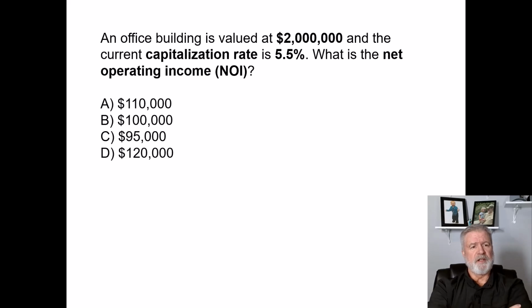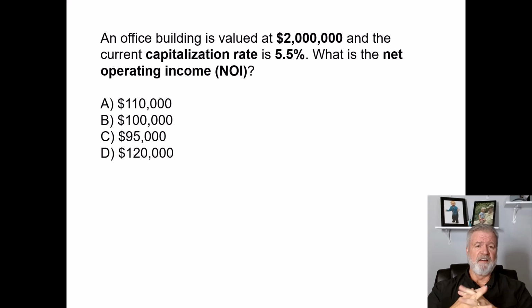The second question: an office building is valued at $2 million and the current cap rate is 5.5%. What is the net operating income? So this time they're actually asking for the income. So if they don't provide the income, remember, you don't divide. You have to now multiply, right?